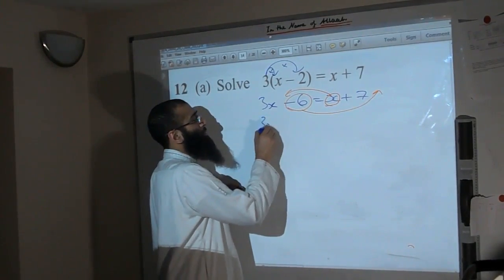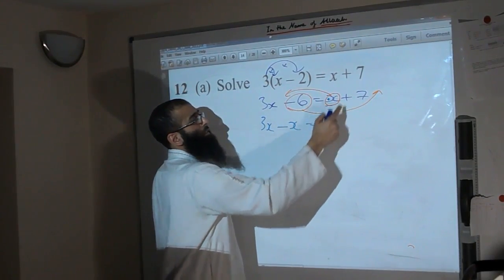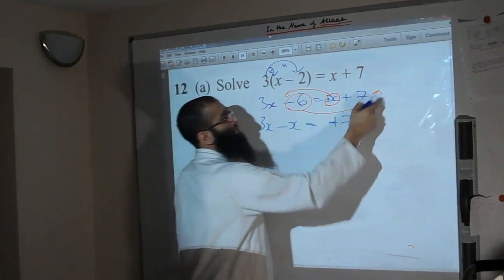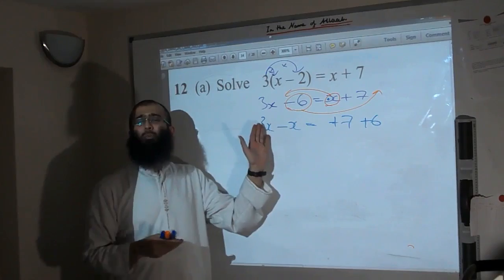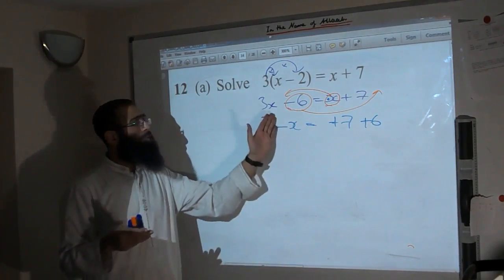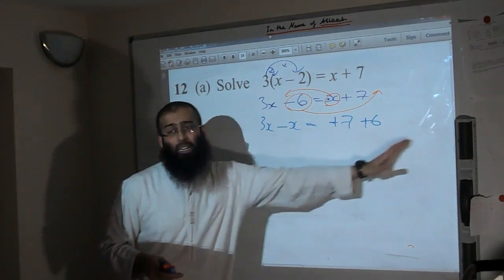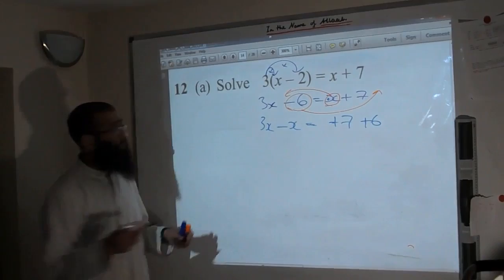So we now have 3x, which is already here. The opposite of plus x is minus x. Plus 7 is already here, and the opposite of minus 6 is plus 6. Remember, when we change side, we change sign. It was minus, it's now plus. It was plus, it's now minus. So you're rewriting here. Not confused, Ravi?